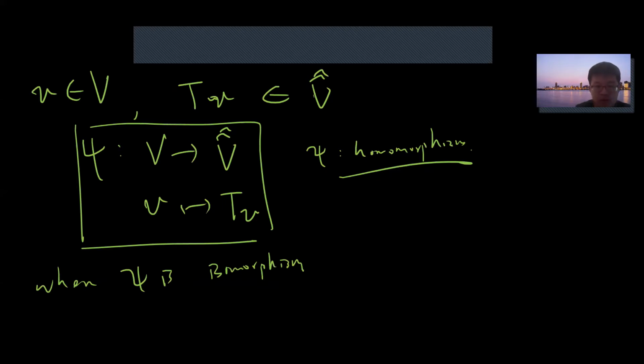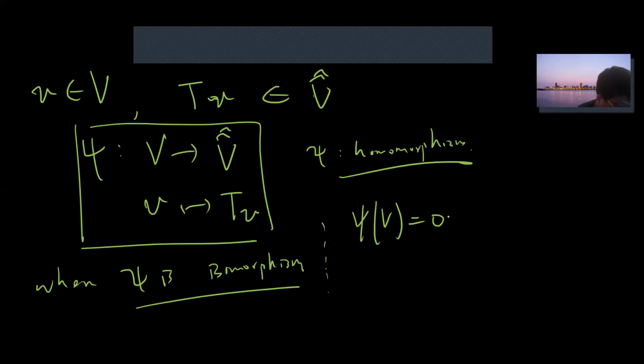Okay, so what is psi being an isomorphism? Isomorphism means that if your psi of v is 0, or basically what it's saying is that Tv is 0, right? So you need to ask when is Tv 0. You hope to prove that when Tv is 0, then v is 0.